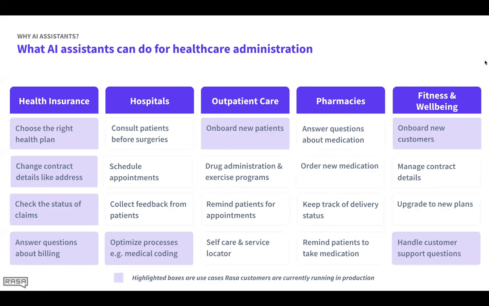So here are just a few possible use cases for an AI assistant in healthcare, and by a few, I mean 20. 8 of these have already been implemented by some companies that are working with us. Some of them seem pretty obvious, or maybe are already automated in other ways. For example, being able to go online and change your contact details for your health insurance, or answering frequently asked questions via a website that has links to all these answers.